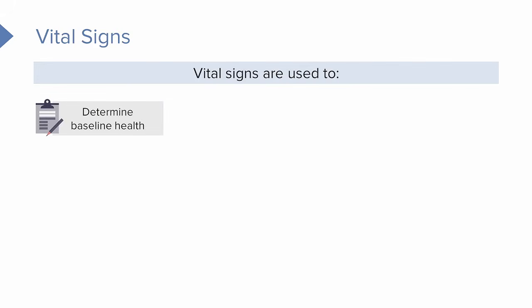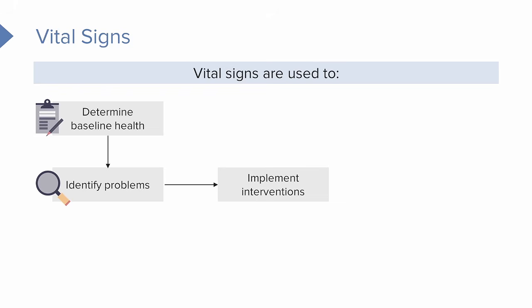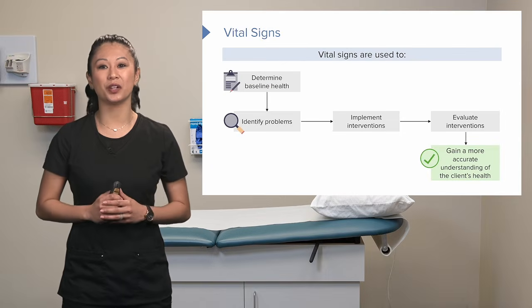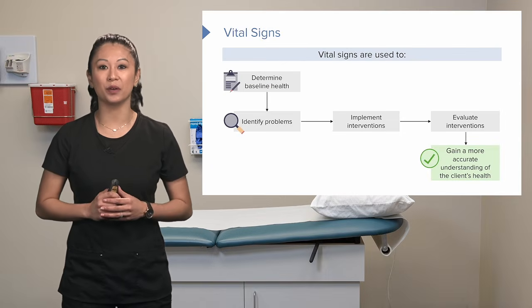So why do we even take vital signs? Again, it's a great determination of a patient's baseline health status. Now with these vital signs, we can identify some potential problems that may arise and hopefully implement interventions early. Then we can evaluate those interventions and see if they were effective for our patients. And again, this is going to give us a more accurate understanding of our patient's baseline health.